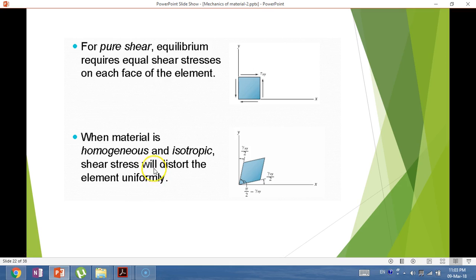When the material is homogeneous and isotropic, the change gamma is divided into two, gamma xy over 2 here and gamma xy over 2 there. The angle here, which was pi over 2 before, is decreased by the amount of gamma xy. Here is half of the angle and here is another half, but at the end this is the final amount of the angle.